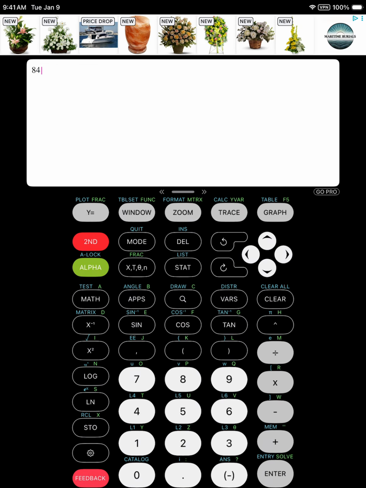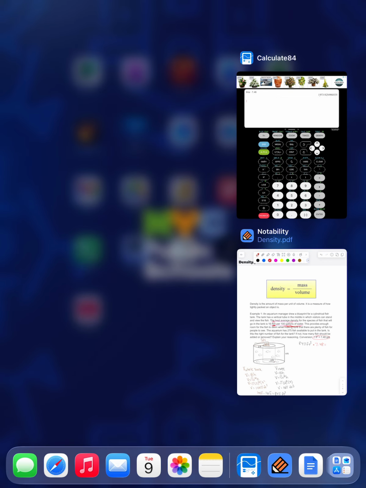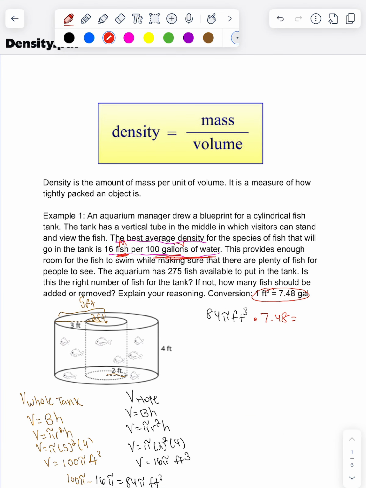84 pi times 7.48. And I'm going to leave a couple decimal places until my very last step. So 1973.925. And that's how many gallons of water can fit in the fish tank.